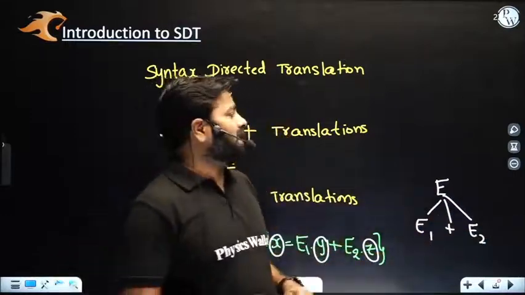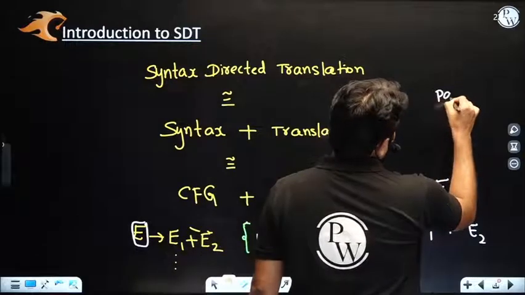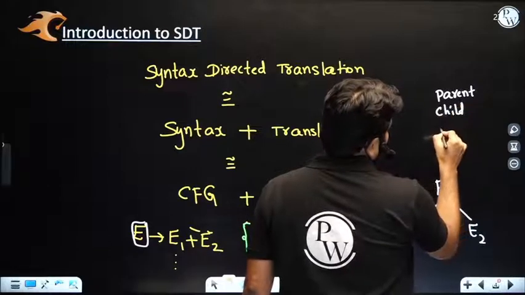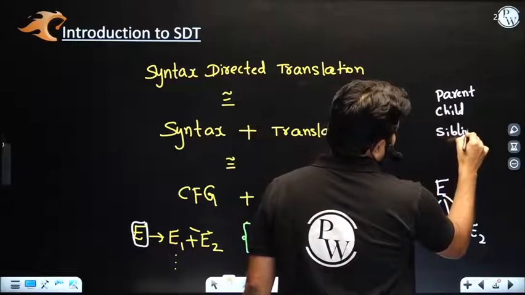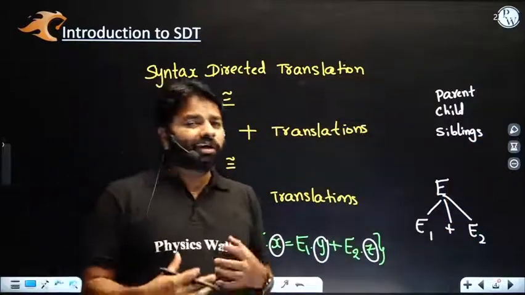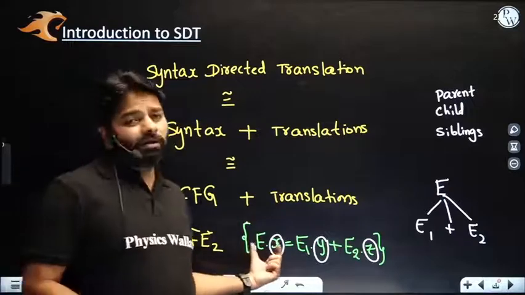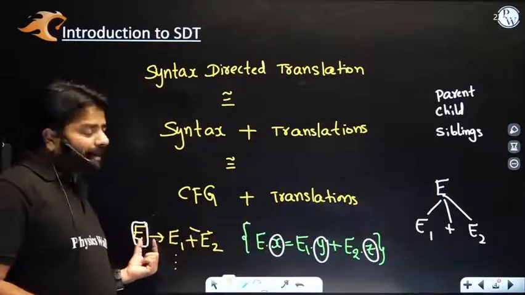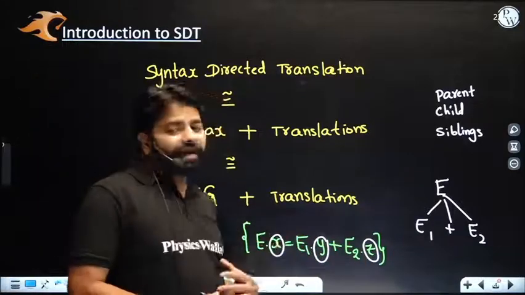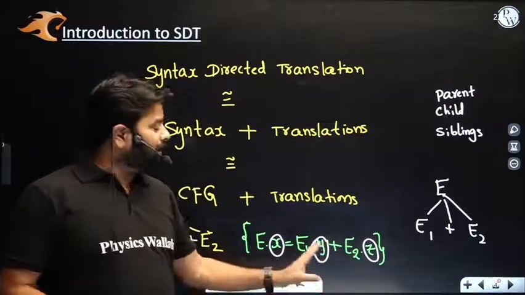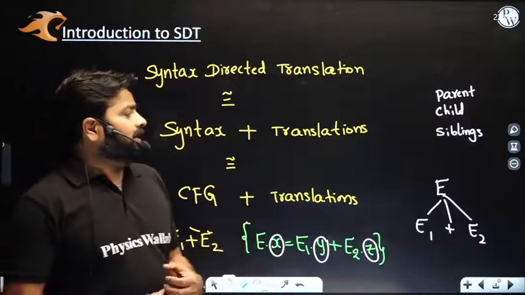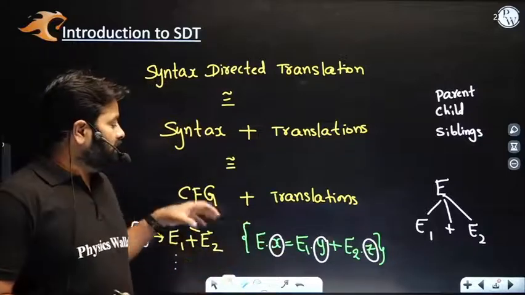So this relation exists. I'm writing here, you should know parent-child terminology and siblings, left and right sibling. These three words you are going to use while computing, particularly at the non-terminal. At E, you are computing by depending on E1 and E2. So attributes you might be using X, Y, Z, but you are computing X, but you're not computing Y and Z because they might be already computed. That's why you're using them in this production. Okay, fine. This is about the SDT.